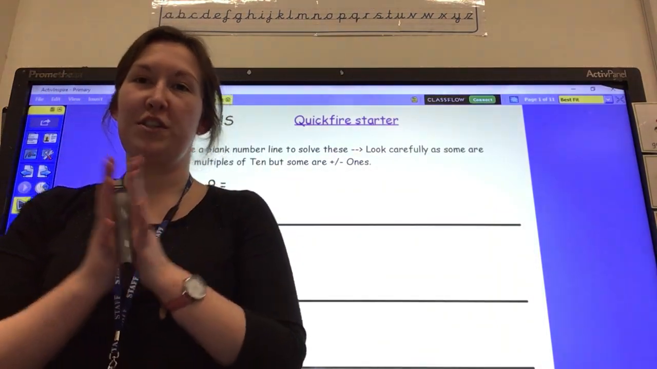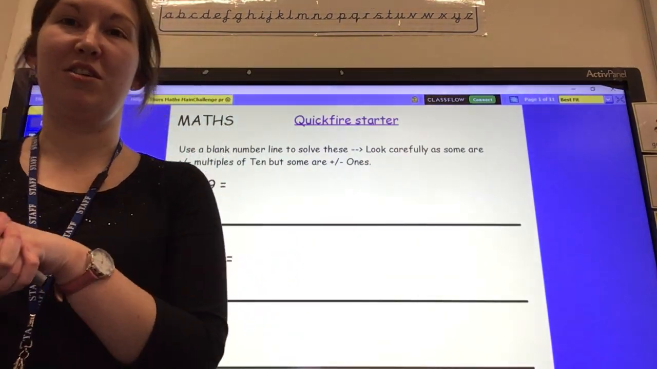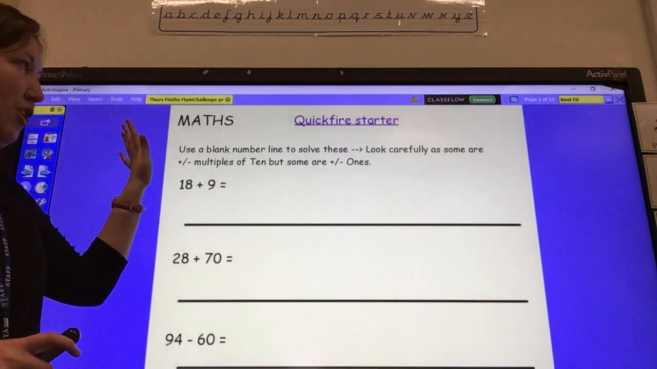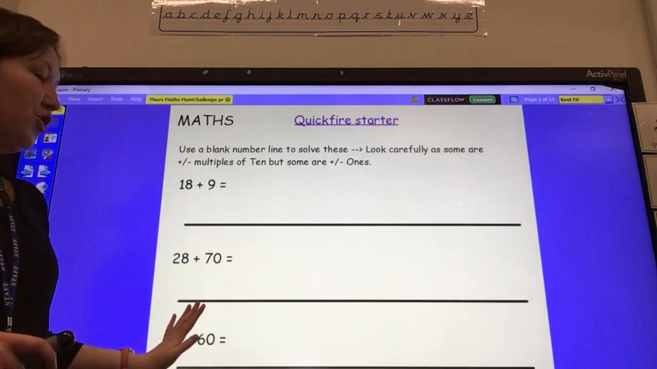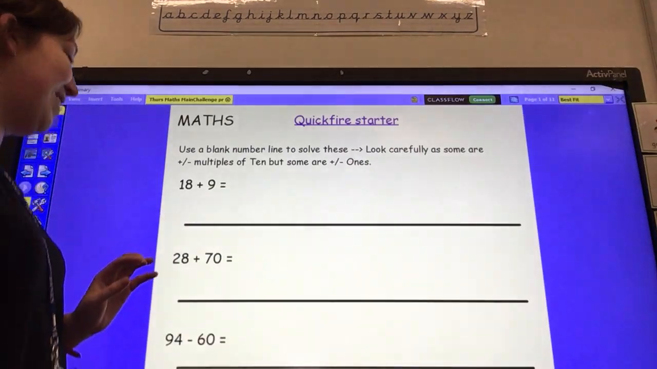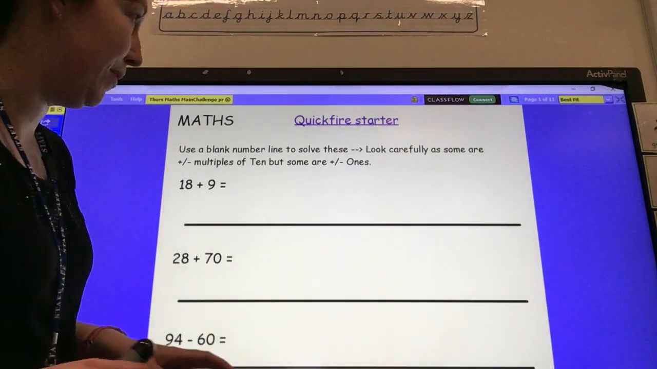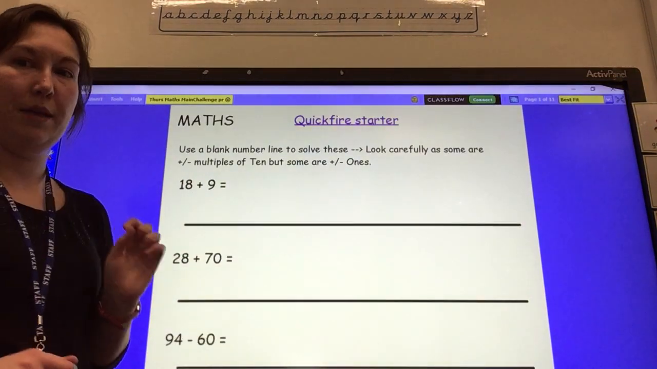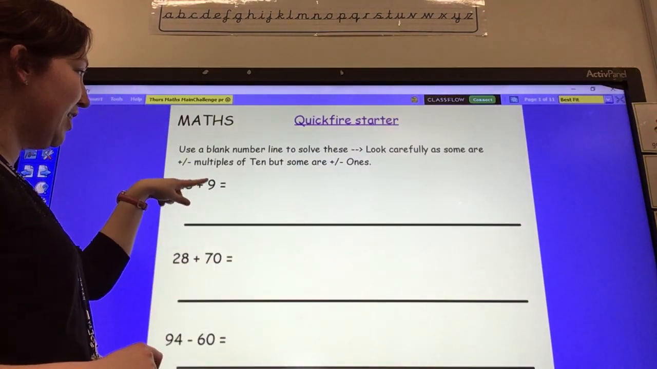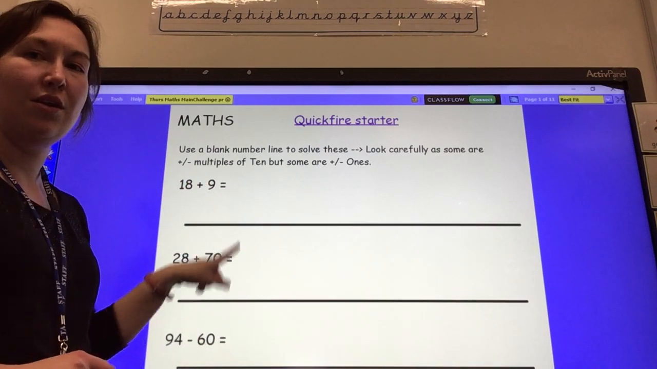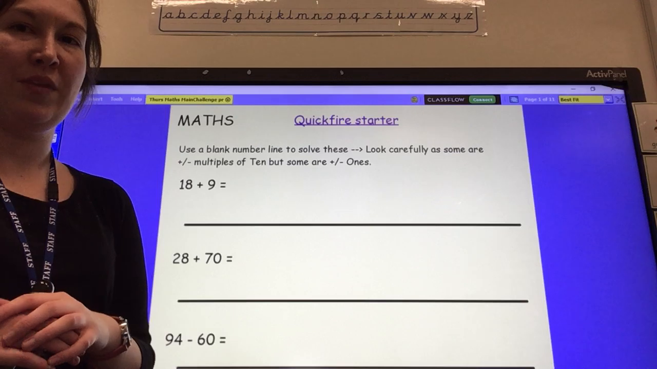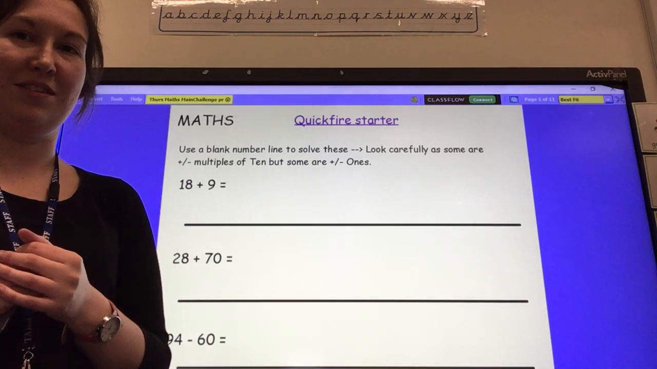So we are going to start off this morning with a quick fire starter, which is a little bit different to what we've been doing this week. I have given you 3 questions, all involving using addition and subtraction on a blank number line. But look really carefully, not only at whether we're adding or subtracting, but also whether we are subtracting a multiple of 10 or whether it's just ones. So pause your video here and work out your answers.